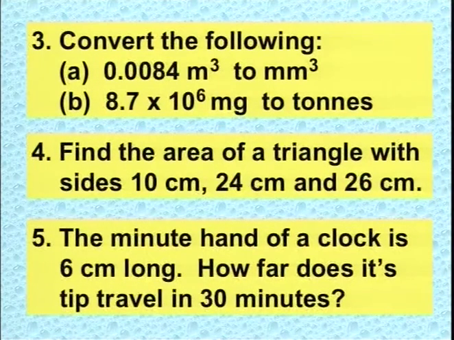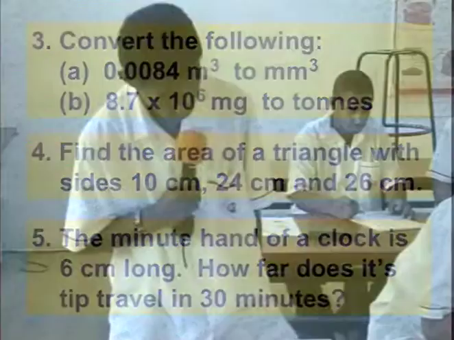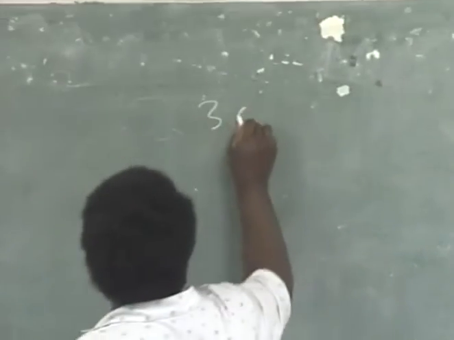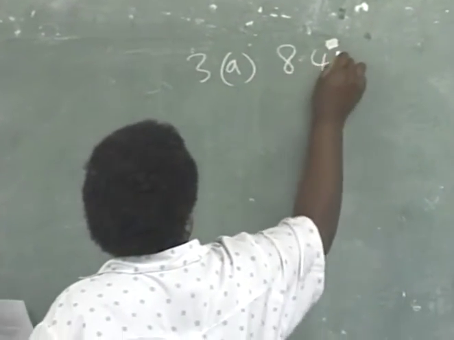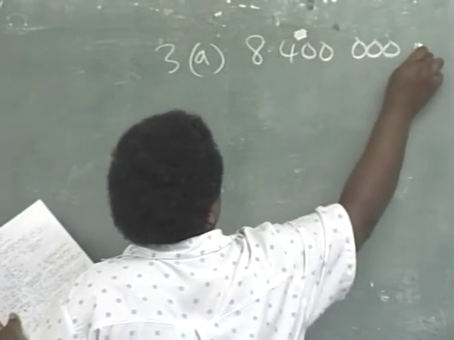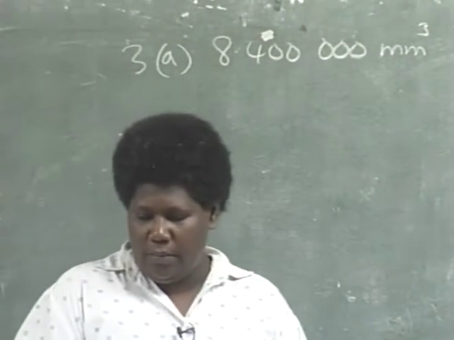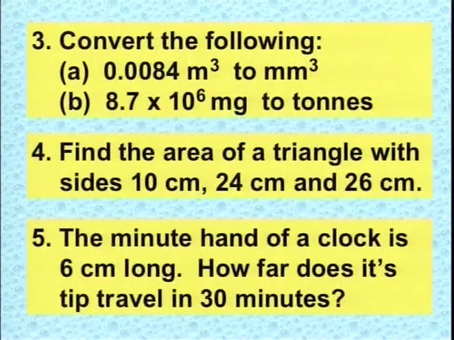George, your answer for 3A, you have to convert 0.0084 cubic meters to cubic millimeters. Eight million 400,000. Okay, 8,400,000 cubic centimeters. Sorry, cubic millimeters. Okay, 8,400,000 cubic millimeters.